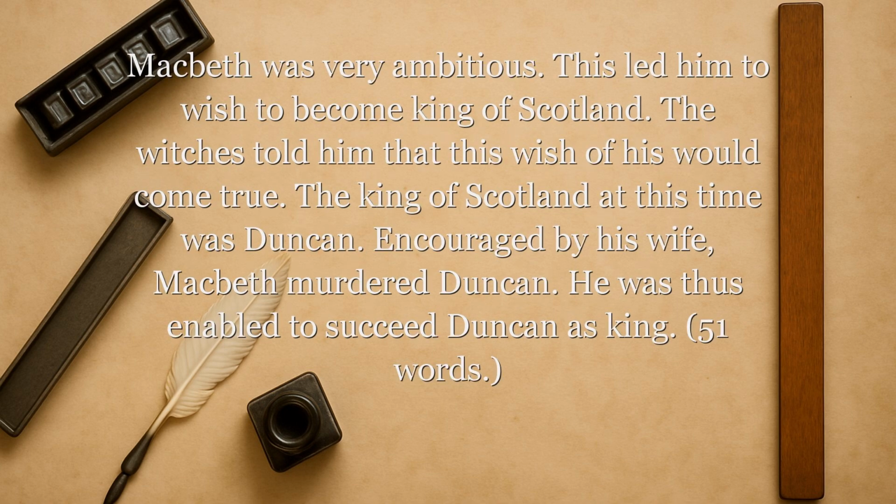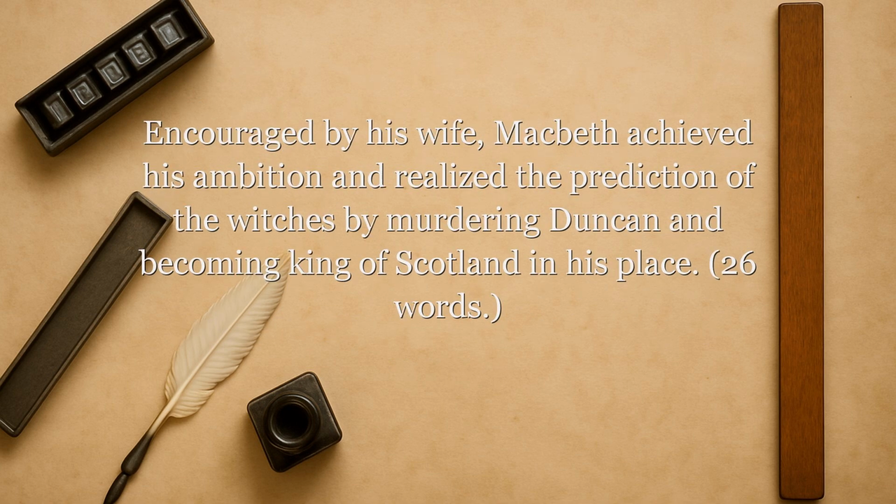Macbeth was very ambitious. This led him to wish to become King of Scotland. The witches told him that this wish of his would come true. The King of Scotland at this time was Duncan. Encouraged by his wife, Macbeth murdered Duncan. He was thus enabled to succeed Duncan as king. Encouraged by his wife, Macbeth achieved his ambition and realized the prediction of the witches by murdering Duncan and becoming King of Scotland in his place.